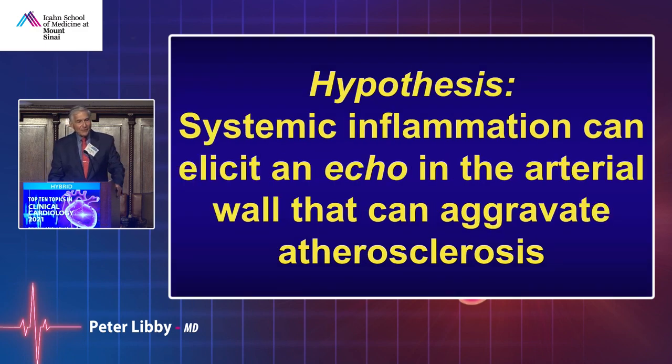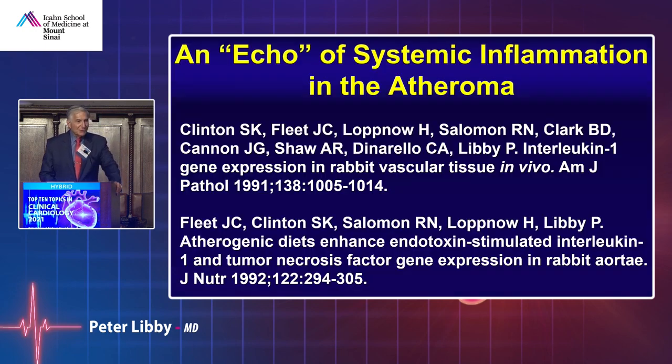Now, the initial hypothesis, which germinated in my laboratory in the 1980s, was that systemic inflammation can elicit an echo in the prepared soil of the arterial wall that is beginning to have this subclinical atherosclerosis early in life, and that can aggravate atherosclerosis. So you see these publications from work begun in the 1980s. You'll notice that no one in cardiology was interested in inflammation at the time, so I had to publish in pathology literature and in the nutrition literature.